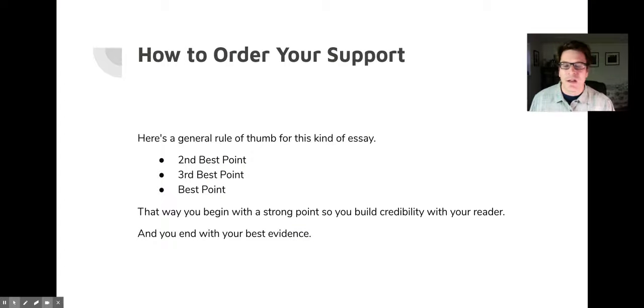There are different ways to organize support. It could be chronological. That works really well for turning points. Could be spatial. That works really well in our essay for talking about panels or pages in a graphic novel. But you might also think about what's called the order of importance, with your second best point followed by maybe a weaker point and then having your best point be strongest.